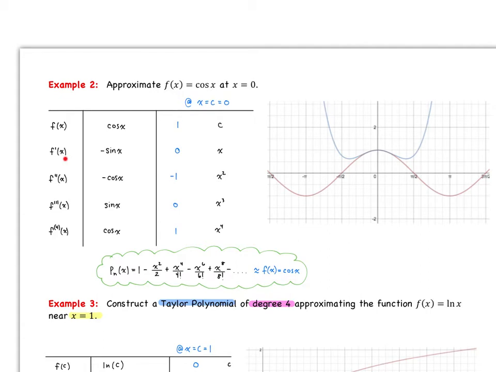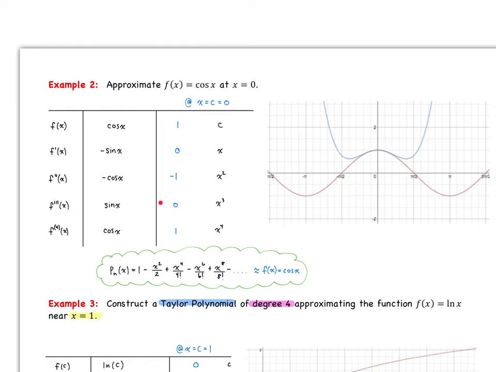F prime of x is going to be negative sine of x. When we evaluate that at 0, so negative sine of 0 is 0. This is the coefficient of our linear term x. So f double prime is going to be negative cosine of x. When we evaluate that at x equals 0, cosine of 0 is 1, times negative 1, we get negative 1. This is the coefficient of the x squared, that quadratic term. F triple prime of x equals sine of x.